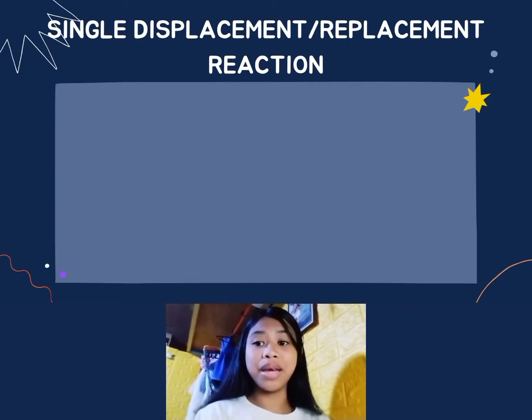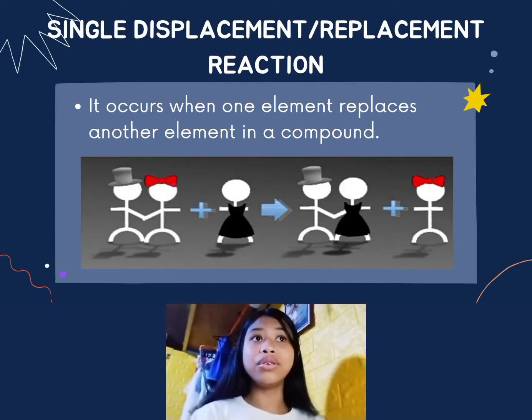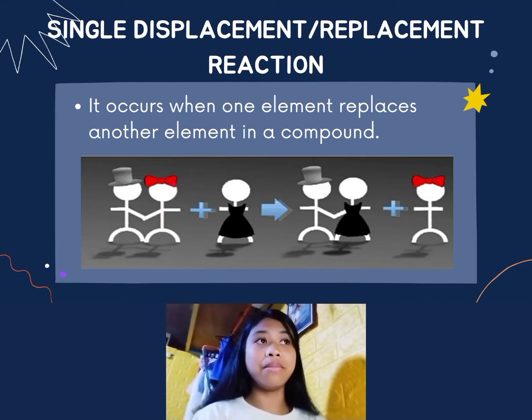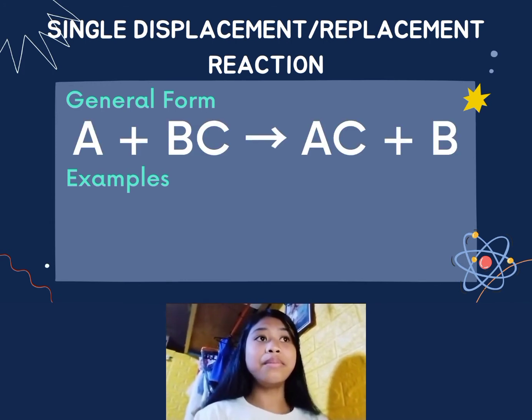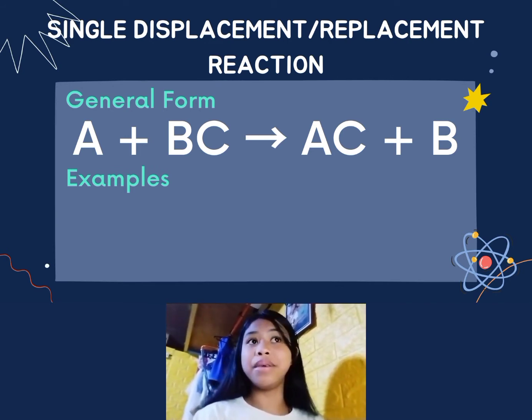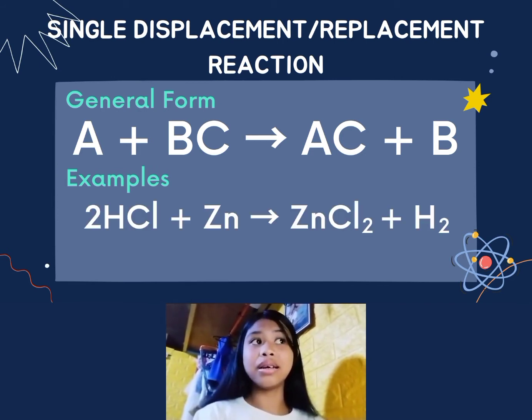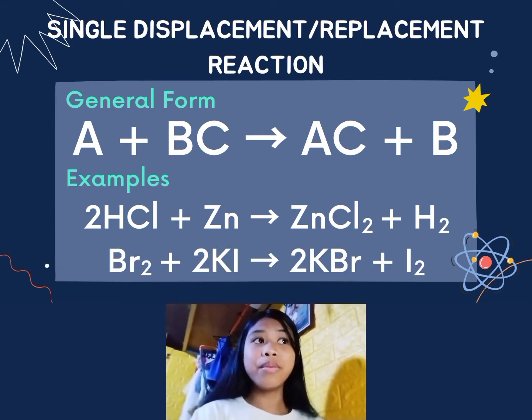The third type of chemical reaction is single displacement or replacement. It occurs when one element replaces another element in a compound. The general form of this chemical reaction is A and BC react to form AC and B. A and BC are the reactants while AC and B are the products. Examples of these are hydrogen chloride and zinc react to form zinc chloride and hydrogen gas. Bromine and potassium iodide react to form potassium bromide and iodine.